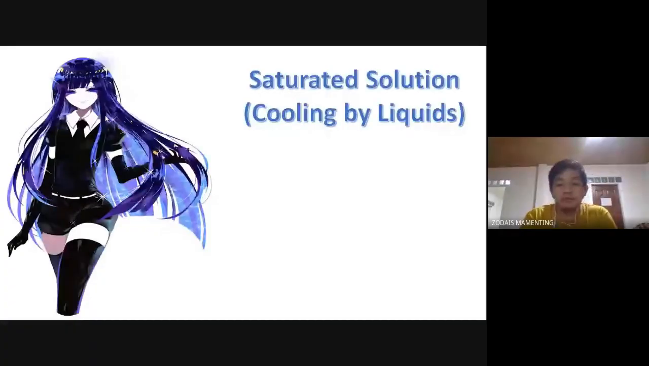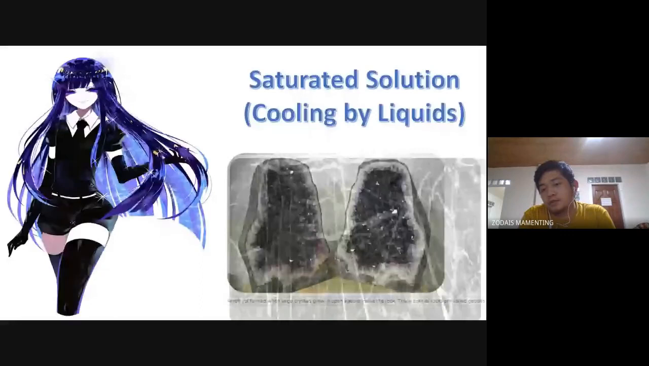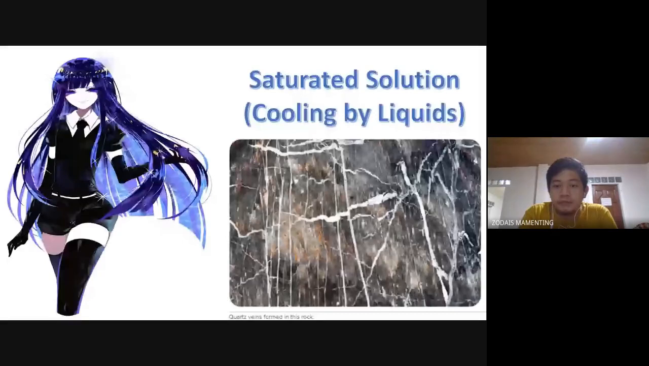These are examples of a complicated solution. So this is a rock, and inside the rocks are minerals. This is an example of veins. This is what we call veins, the minerals that fill the cracks in rocks.